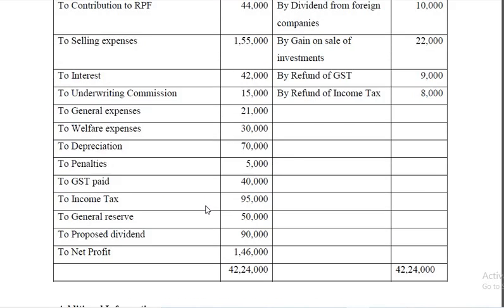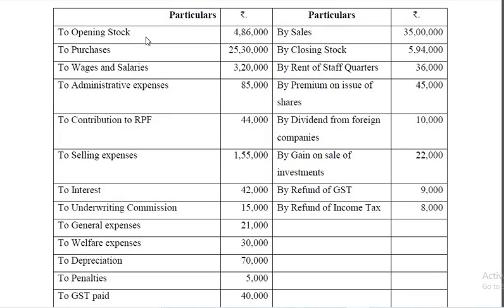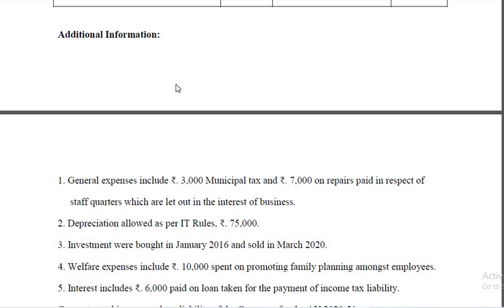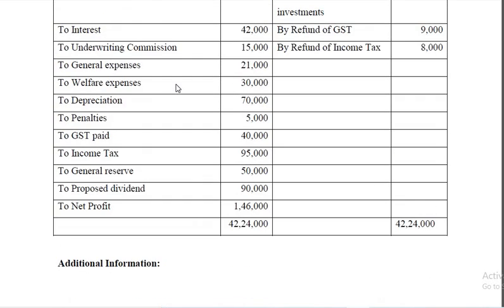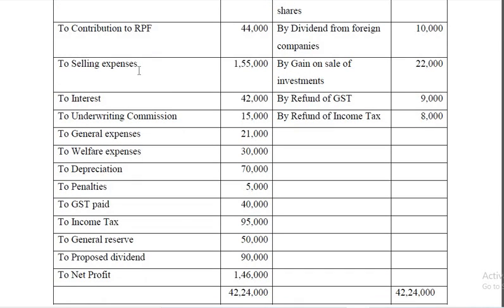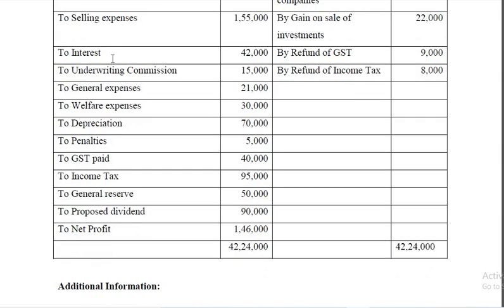Now look at the items of profit and loss account. Opening stock, of course, it is there. Purchases, okay. Wages and salaries, unless otherwise stated, is allowed. Administrative expenses, yes. No other item relating to that allowed. Then contribution to recognized provident fund is allowed unless otherwise stated. Selling expenses are allowed. Interest, I told you already, interest on loan borrowed to pay income tax liability is disallowed.